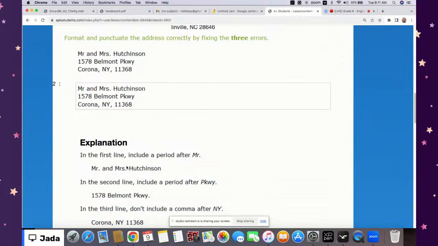Okay, include a period after the Mr. and Mrs. The Mrs. had a period, but the Mr. had none, so you have to include a period after the Mr.